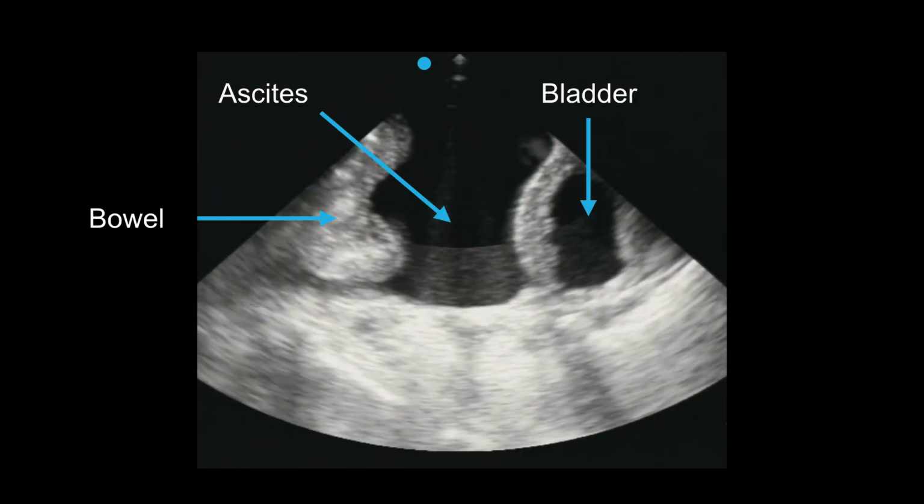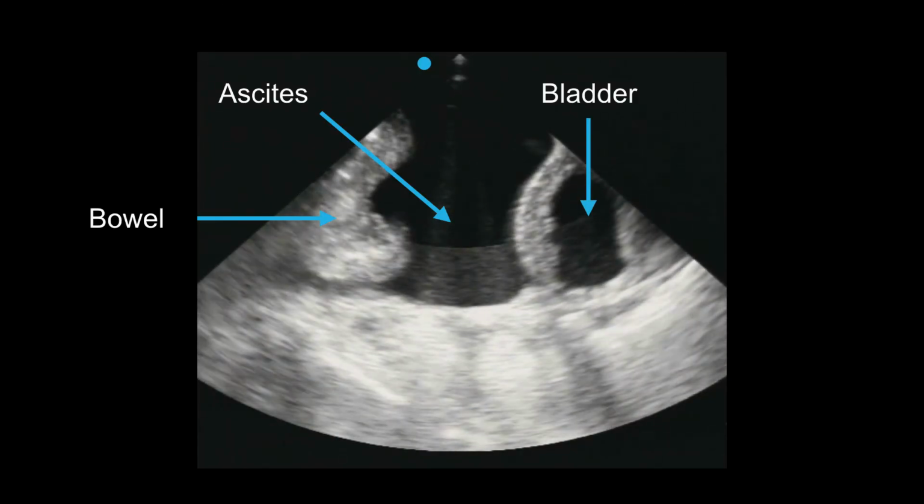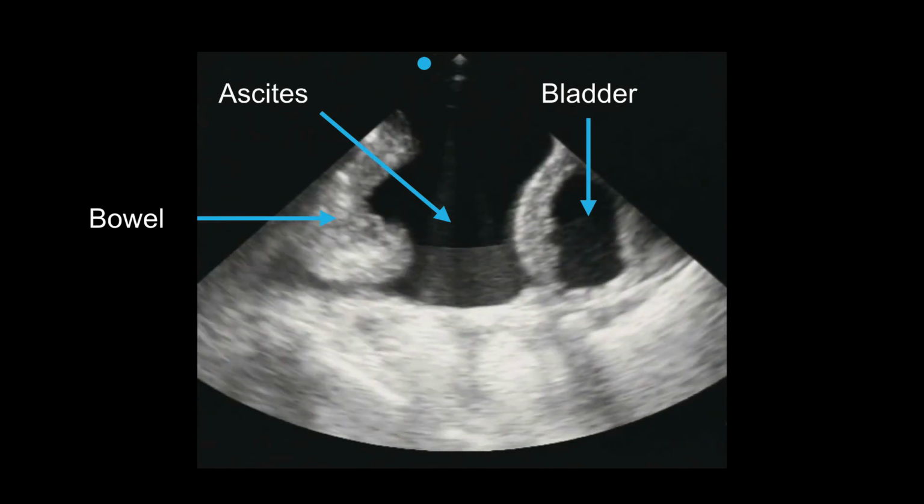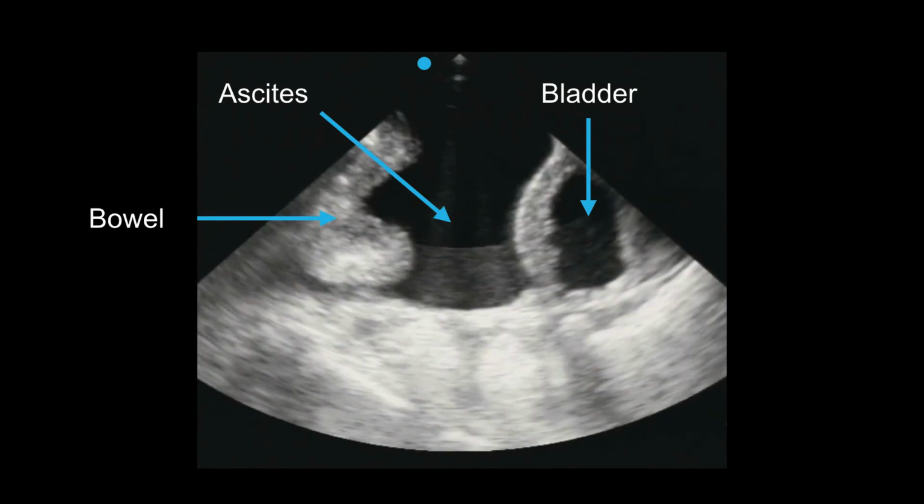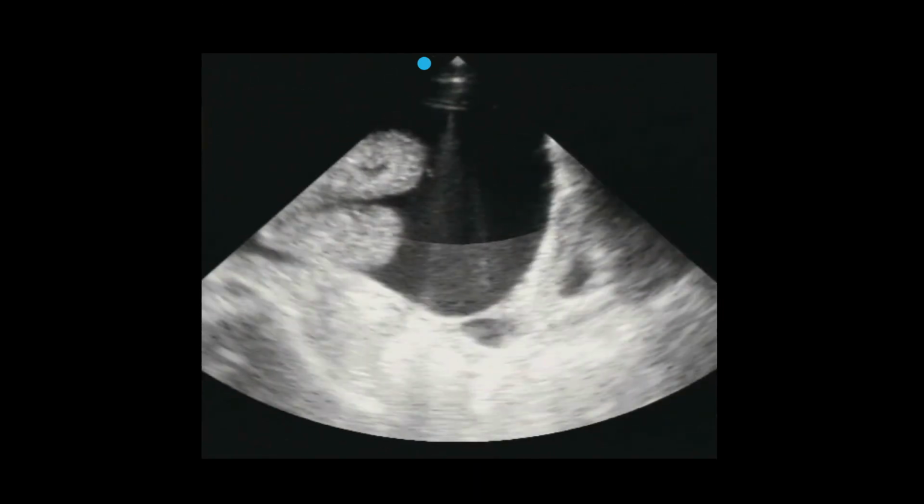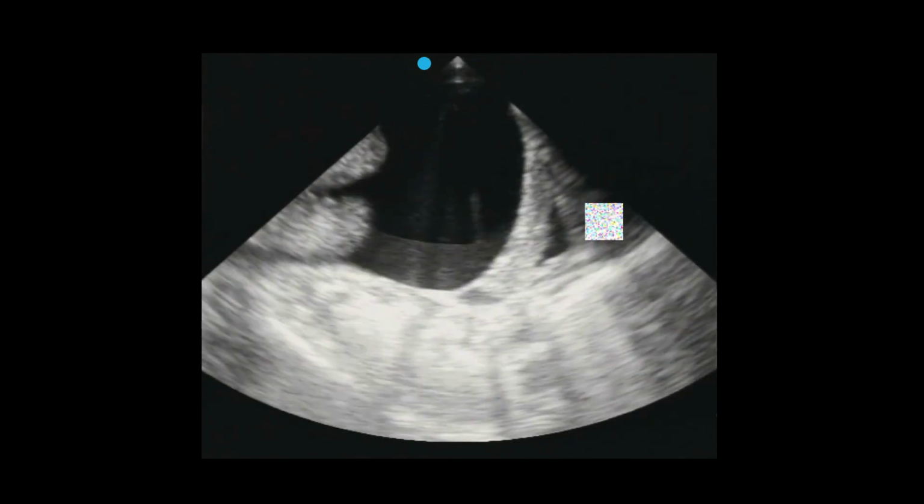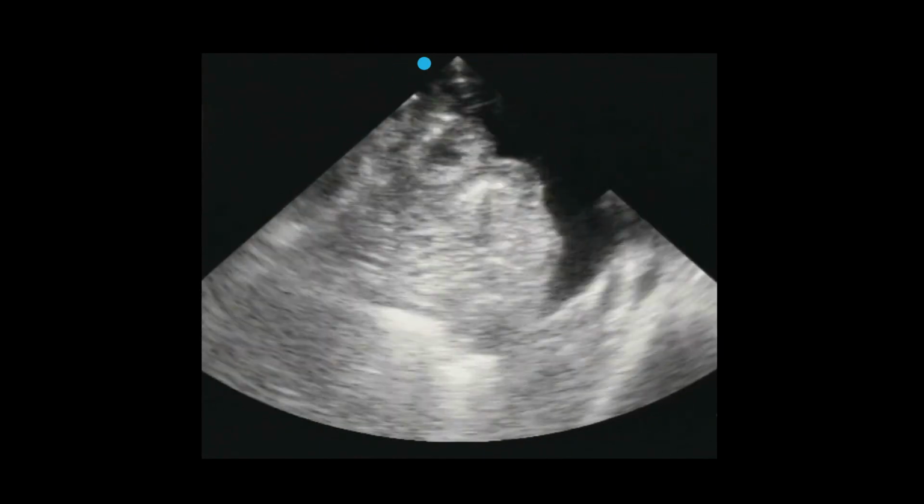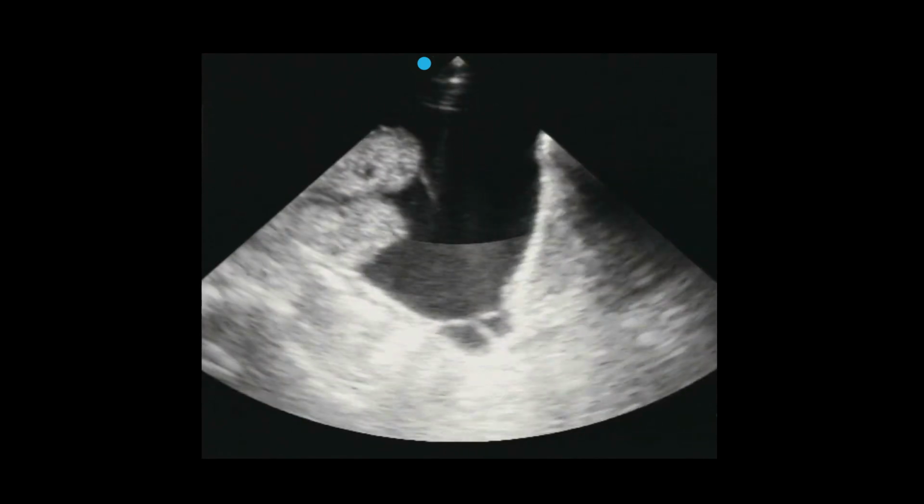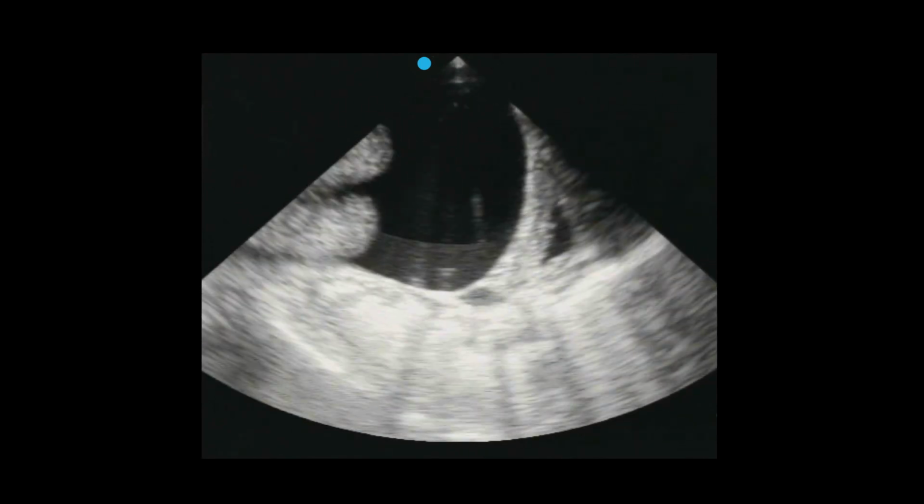If you're choosing to perform your procedure using the midline approach by the linea alba, make sure you don't have a distended bladder like this, but instead have your patient empty their bladder. This way, you will be sure not to cause any injury to your bladder or accidentally perform a bladder biopsy.